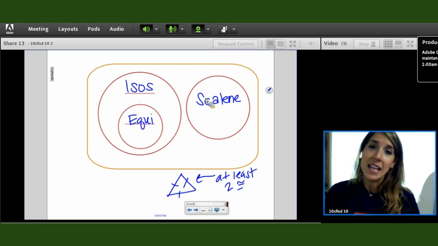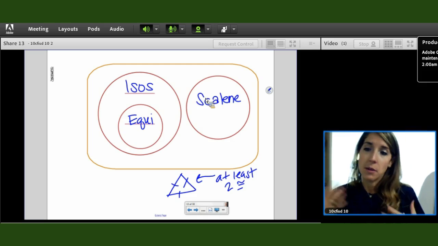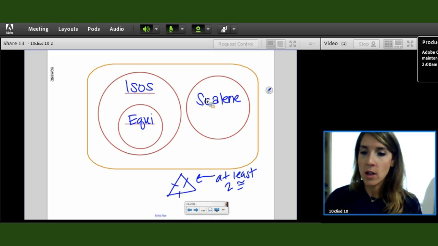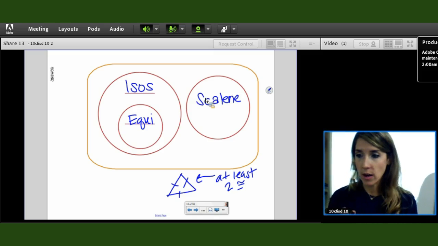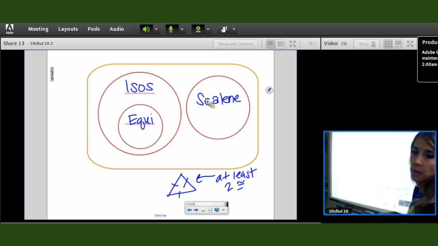If it's isosceles, it might have two or it might have three. So it could be just isosceles, it could be equilateral. So this is just like rectangles and squares. All squares are rectangles, but not all rectangles are squares. Same thing with isosceles and equilateral.